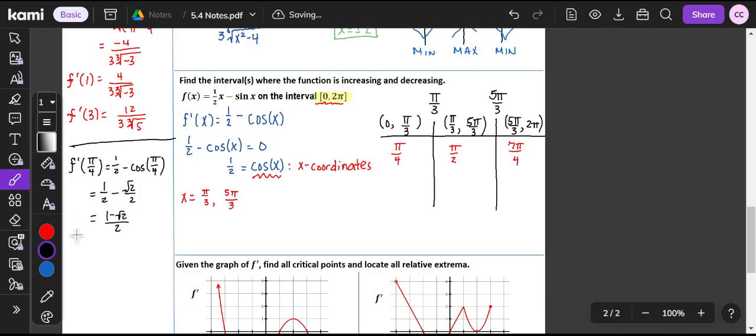Okay, I can do the same thing for my next test point. I have f prime of pi over 2. I get 1/2 minus the cosine of pi over 2. The cosine of pi over 2 is just 0, so this is 1/2. All right, and then for 7 pi over 4, the value of cosine at 7 pi over 4 is actually the same as at pi over 4. So when I plug in 7 pi over 4, I'm going to get the same thing as I got up top with my first test value.